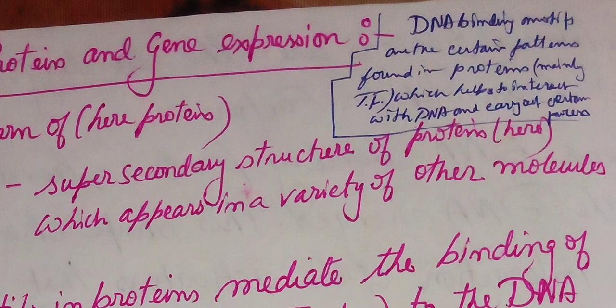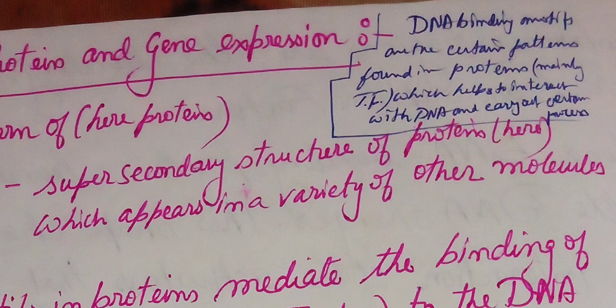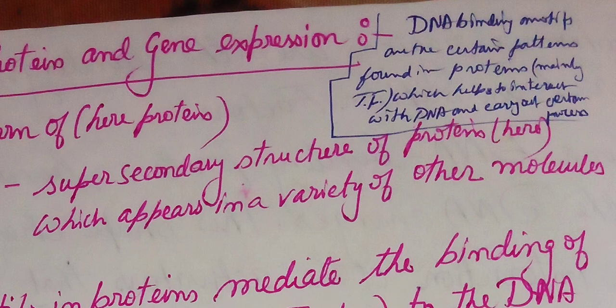They are certain patterns found in proteins, mainly transcription factors, written as TF here, which help to interact with the DNA and carry out certain processes. So, motifs are structural patterns found in proteins which perform some specific function of that protein. For example, most transcription factors contain DNA binding motifs, so that they are able to interact with the DNA and carry out certain processes.